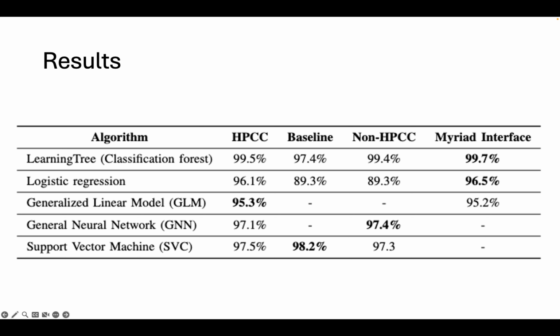Comparison of the proposed models with the baseline and other configurations. The accuracy is shown in the table. Our proposed model, learning tree, has the highest model accuracy of 99.5 without mirror interface, and with mirror interface it is 99.7. And the support vector machine model accuracy is better in our baseline model, which is 98.2, compared with our 97.5.